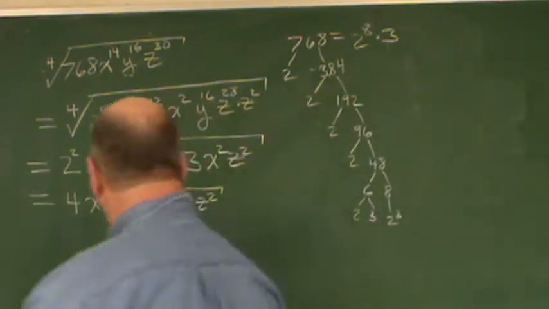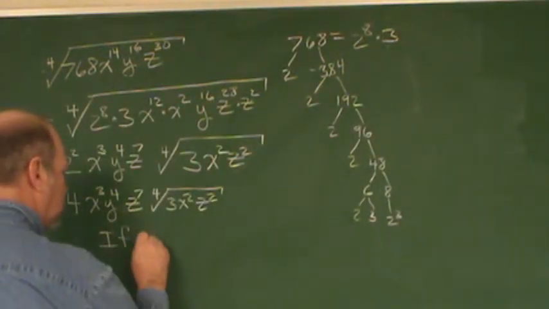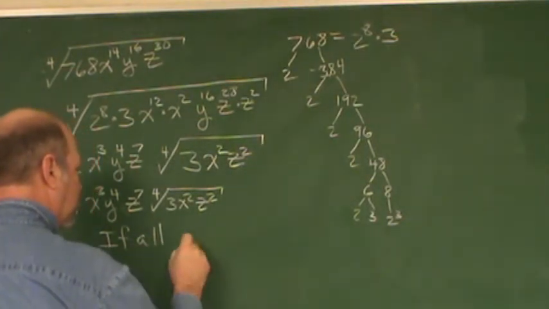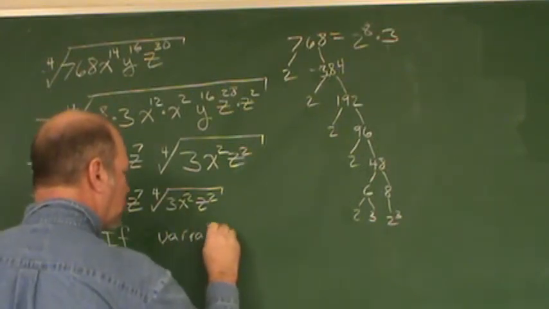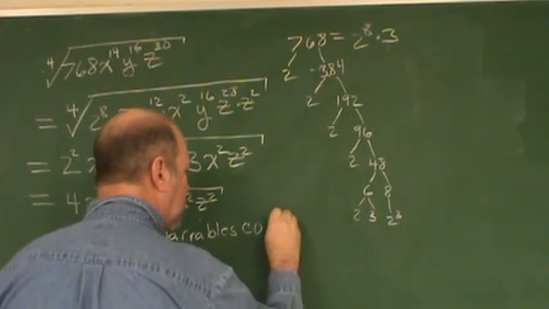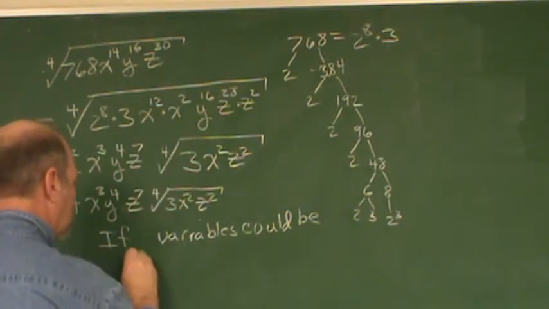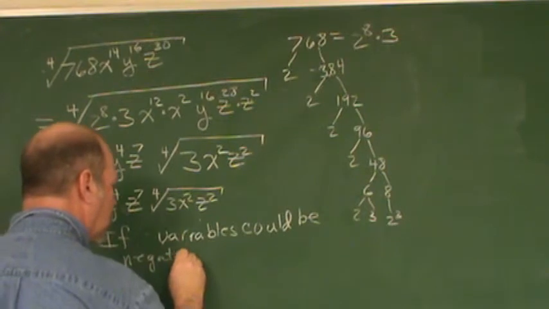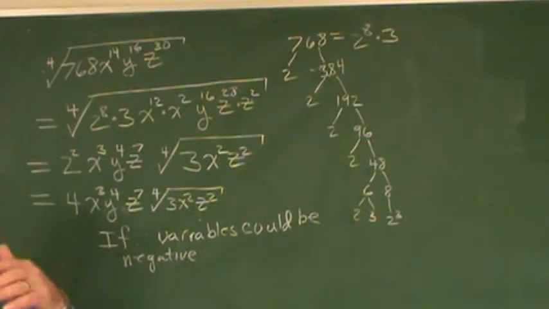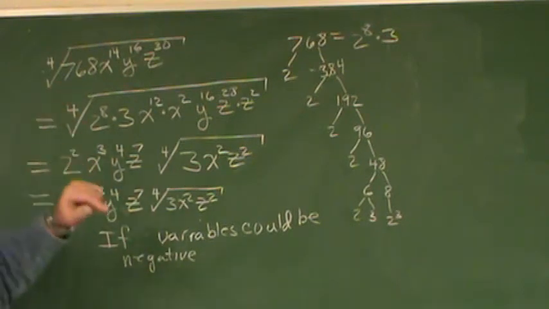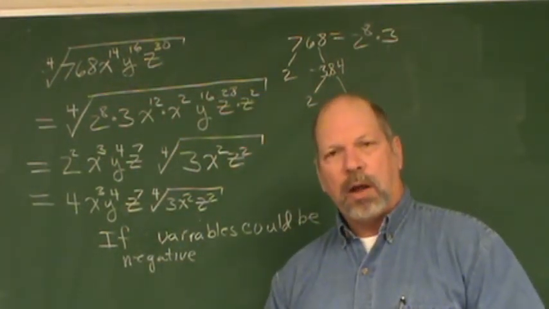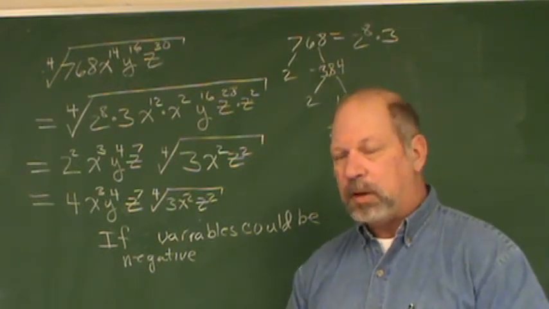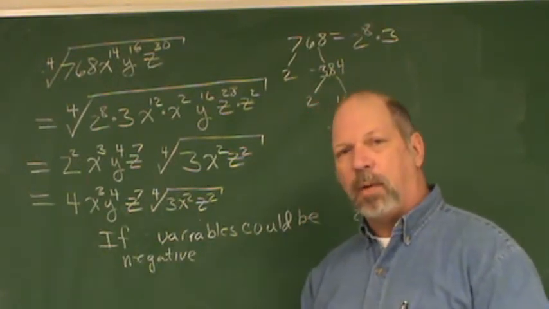So, if all variables are not positive, or let's just write it this way, if variables could be negative, we have to guarantee that we get a non-negative answer because we're dealing with a fourth root. If you're dealing with an odd index, you don't have to worry about that. But since we're dealing with a fourth root here, we have to worry about what could be negative. Now in this example, what could be negative? Well, 4 is just a number. We don't have to worry about it.